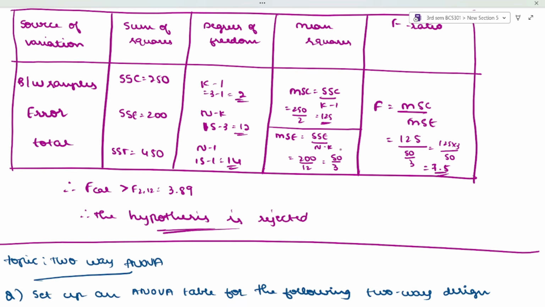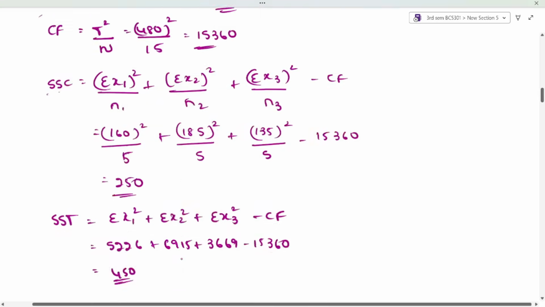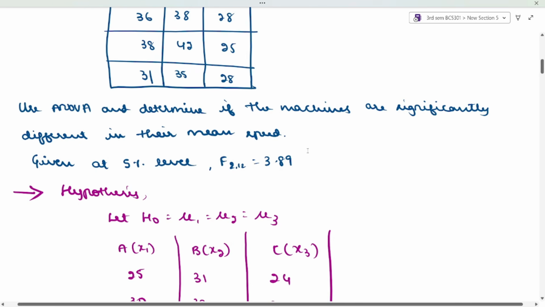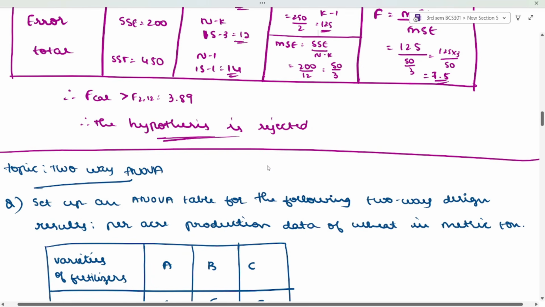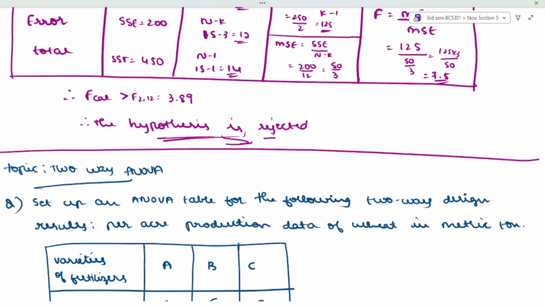Now in this, which is lesser, 50 by 3, you have to divide 125 by this. Now you have to find the ratio. When you find that, you will get 7.5. Now you need to compare it with the given value, that is 3.89. What they have given is 3.89, but the value you got is 7.5, it is greater, so the hypothesis which you assumed is rejected.